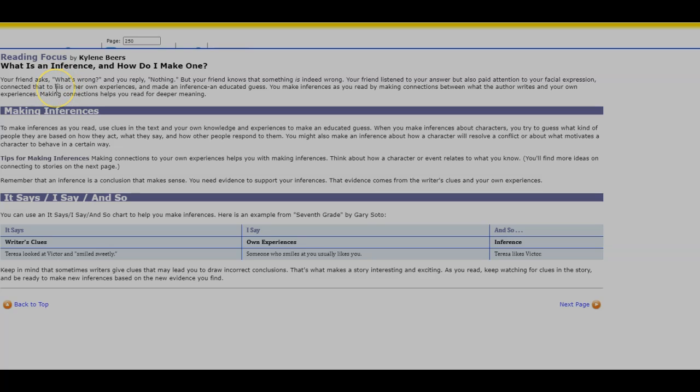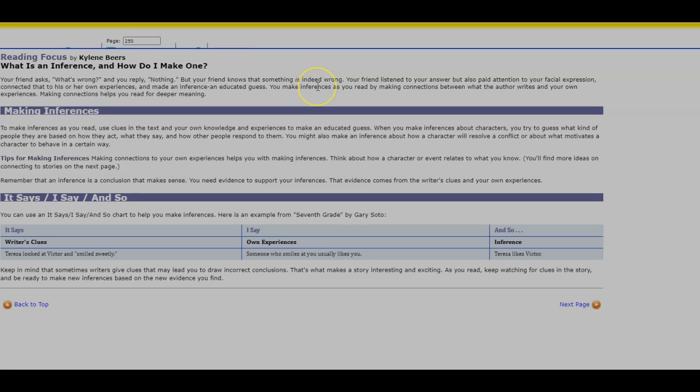Your friend asks, "What's wrong?" And you reply, nothing. But your friend knows that something is indeed wrong. Your friend listened to your answer, but also paid attention to your facial expression, connected to his or her own experience, and made an inference, an educated guess.